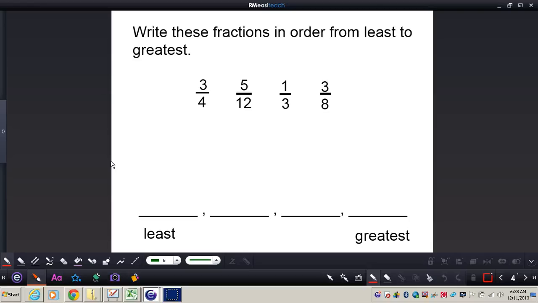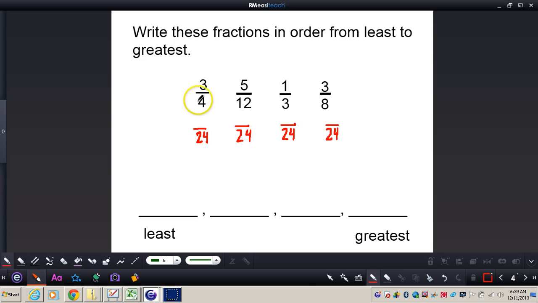Okay, now when I think of the numbers 4, 12, 3, and 8, I know that all of those numbers can go into 24. So that means each fraction is now going to have a denominator of 24. Whenever we're comparing fractions that do not have common denominators or common numerators, it's kind of like comparing apples to oranges. In other words, it's really difficult and really hard to do. But whenever you get common denominators or common numerators, that makes it very, very simple.